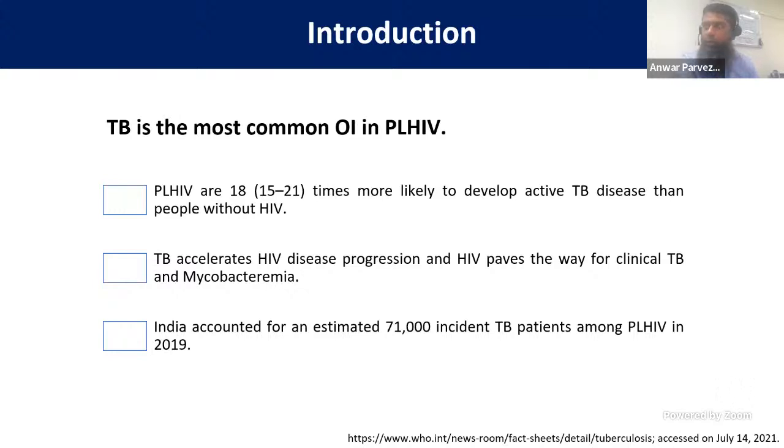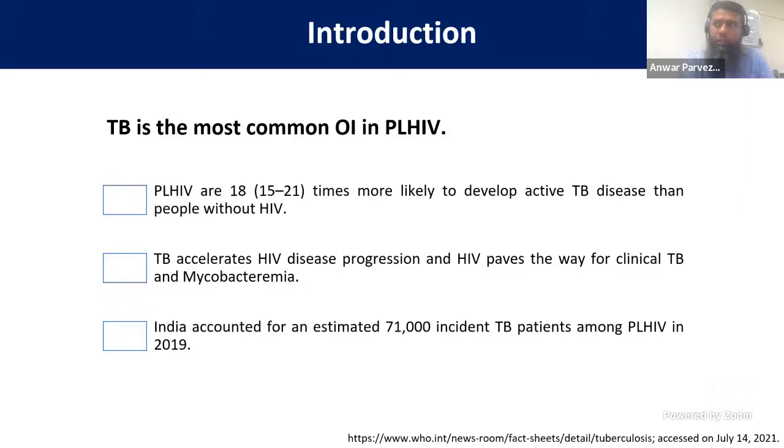We have been told many times, and also experienced, that TB is the most common opportunistic infection in India in HIV positive patients. Those in the 15 to 21 age group, these patients are very likely to develop active TB than those who are not HIV positive.